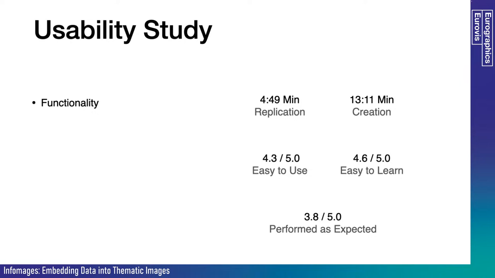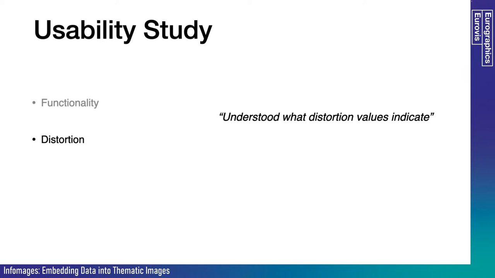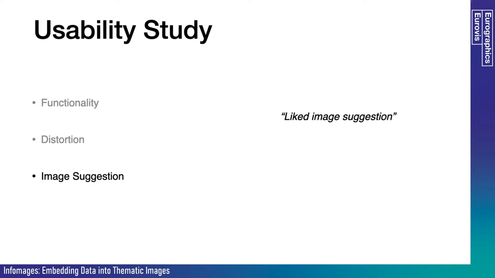Second, we asked the participants what they thought of the distortion estimation. They all stated that they understood what the distortion values indicated. However, they also stated that they did not know what the level of distortion would be acceptable. Finally, the participants liked our image suggestion feature, but stated that they could find better images on their own, and they did so during the study.